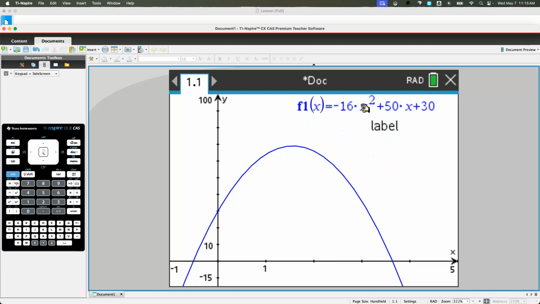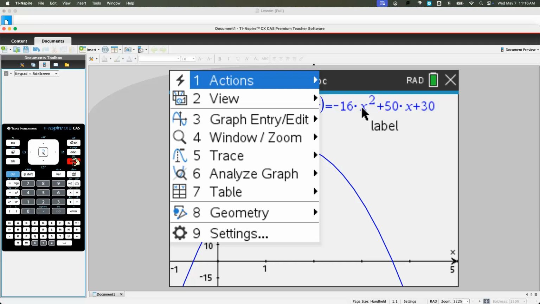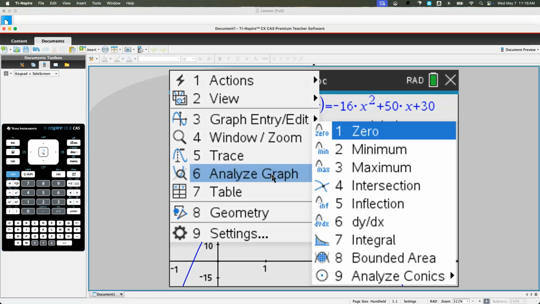Now, we can use that to find some pretty important things. Okay? Upside down parabola has a vertex that is also, in this situation, what would the vertex of this parabola be? It would be the maximum height. Okay, so we can find the maximum height of our ball. We can do that very quickly by analyzing our graph for the maximum.